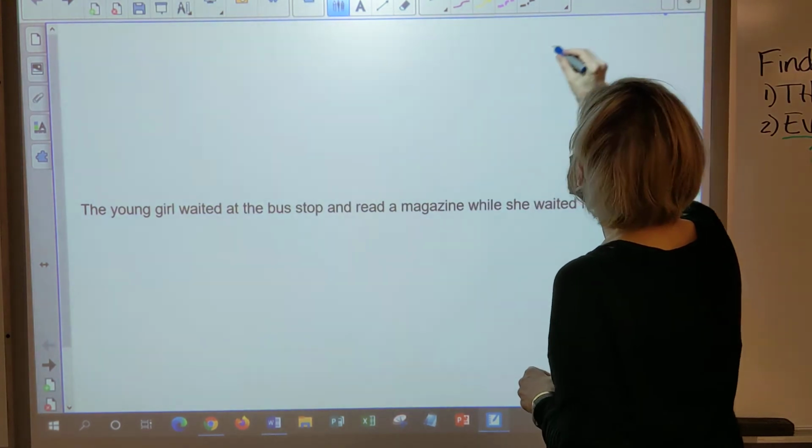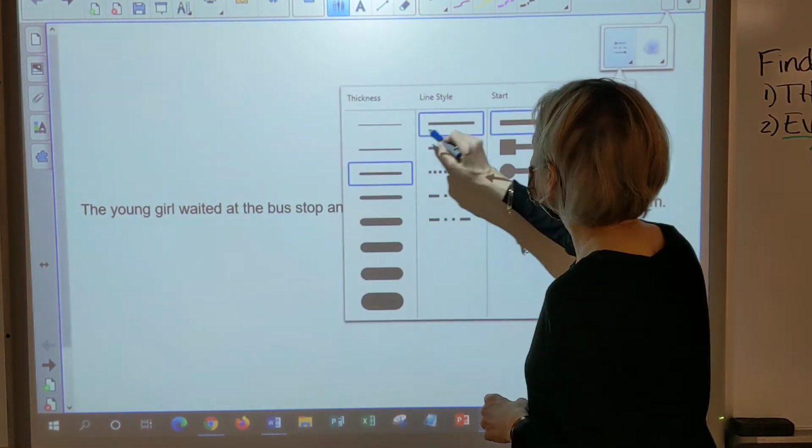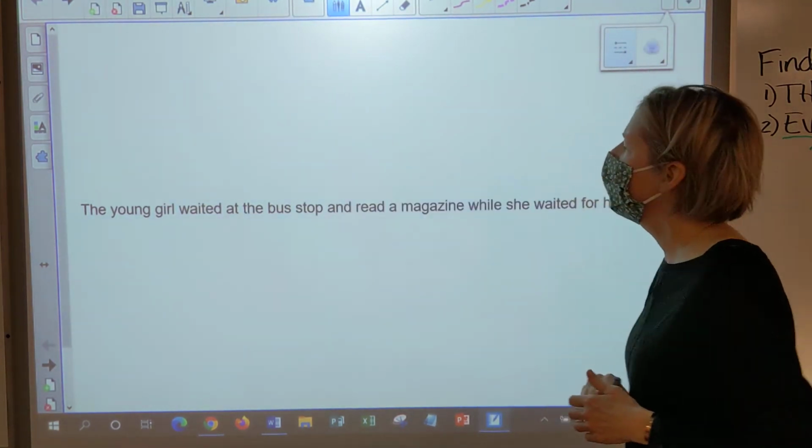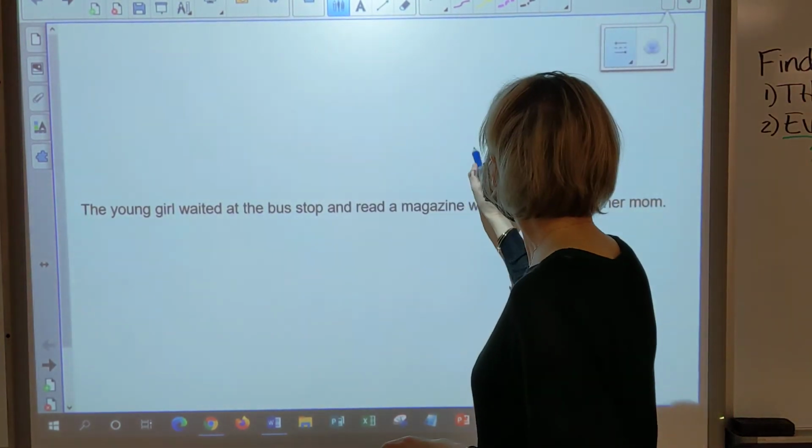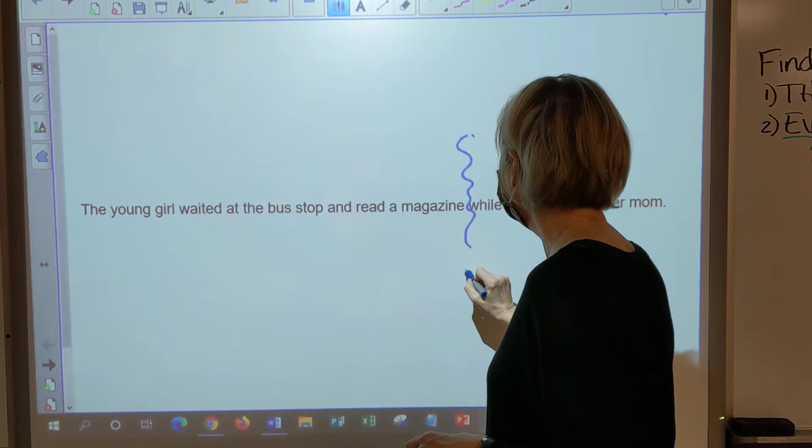How many clauses are in this sentence? 2. There are 2. Please tell me the first clause. The young girl waited at the bus stop and read a magazine. Very good. When you have 2 clauses, kids, I want you to draw a squiggle line.